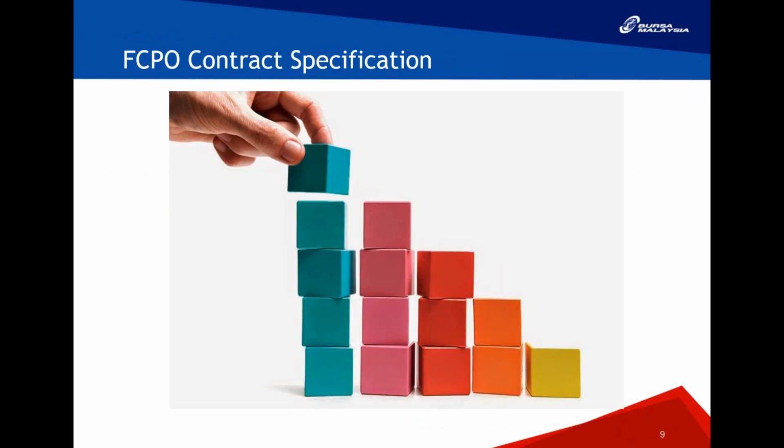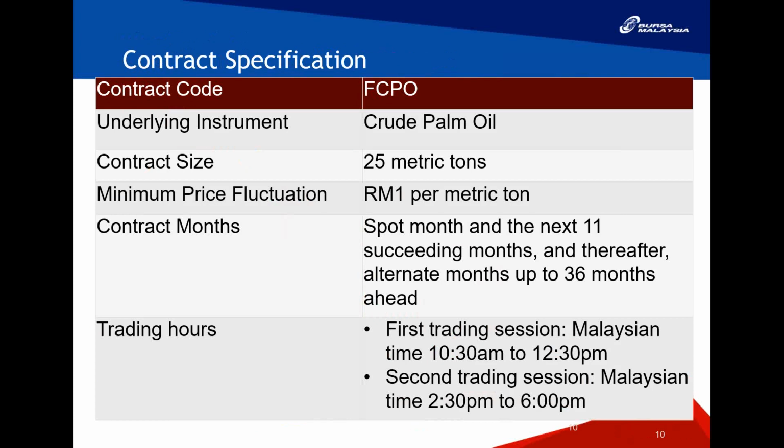But before that, let's go through the contract specification slightly. This is very important because you need this element to calculate the contract size and contract value. Eventually you will control the risk. So I'll cover all this briefly before we go to the strategy.